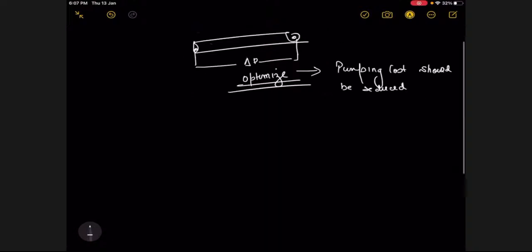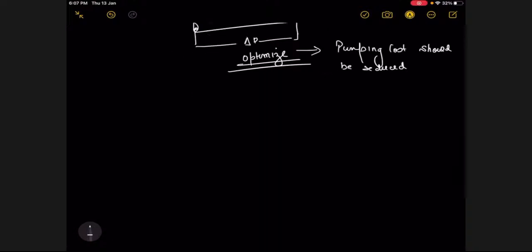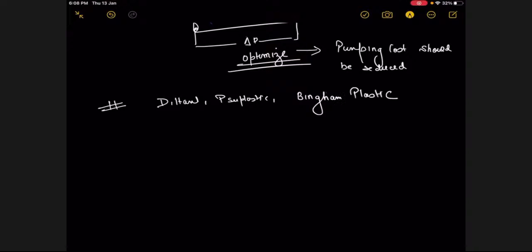So here we will see, on the basis of different types of fluid, the most expected question first. On that there is one question based on whether the fluid is dilatant, pseudoplastic, or a Bingham plastic. Based on this we have to select the fluid.